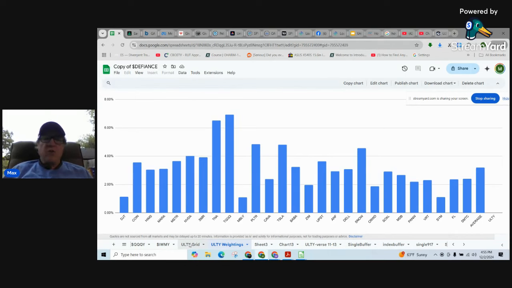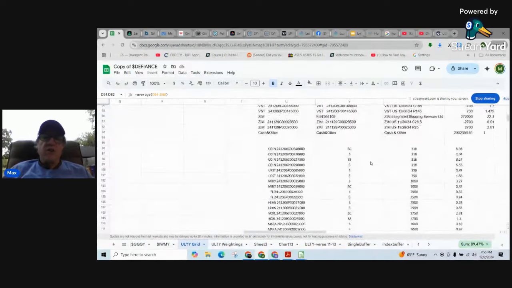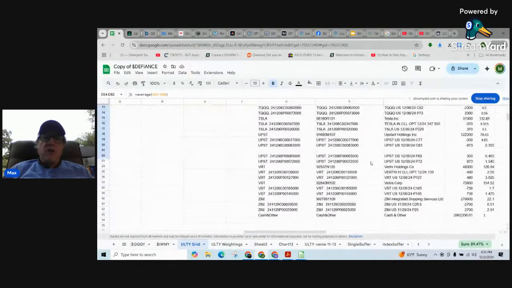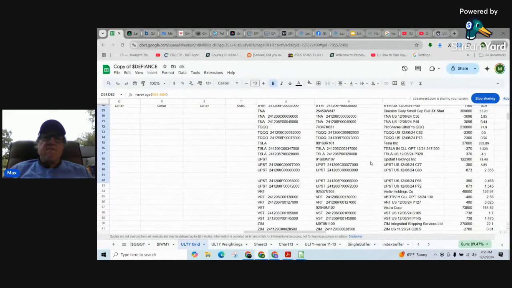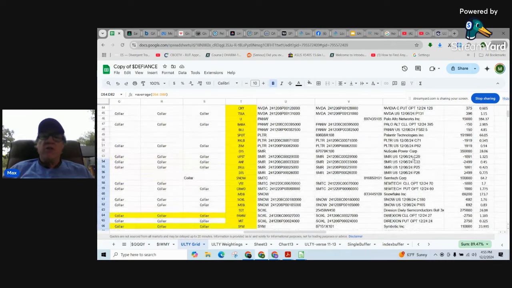Let's look at the ULTY grid, because we can actually see what that is. It's Symbiotic. He has 110,000 shares of Symbiotic. And he sold a call, and then he's bought a put. All right, well, that's that one.